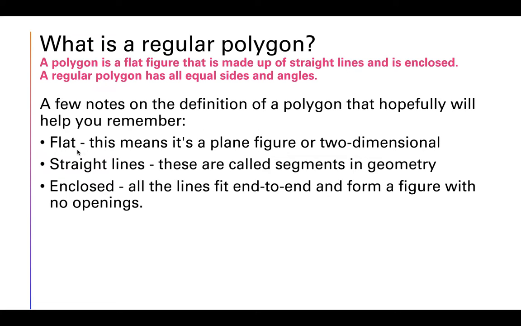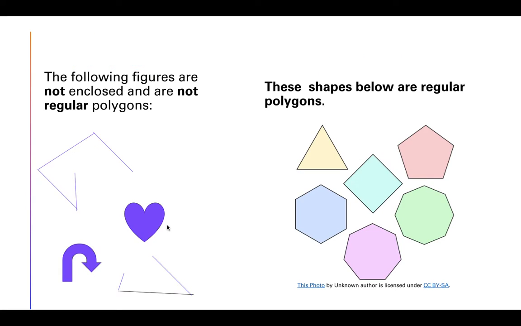What does it mean that it's flat? It means it's a plane figure or two-dimensional, not 3D. You wouldn't be able to hold it in your hand. Straight lines, in geometry, which is what we're doing now, we're not in algebra anymore, are known as segments, okay? Straight lines are segments. And something that's enclosed means that there are absolutely no openings in this shape.